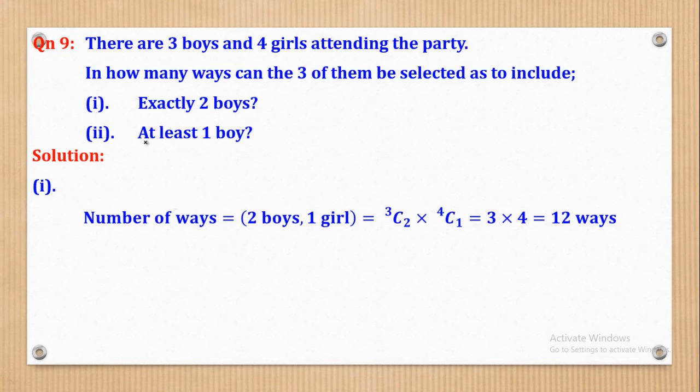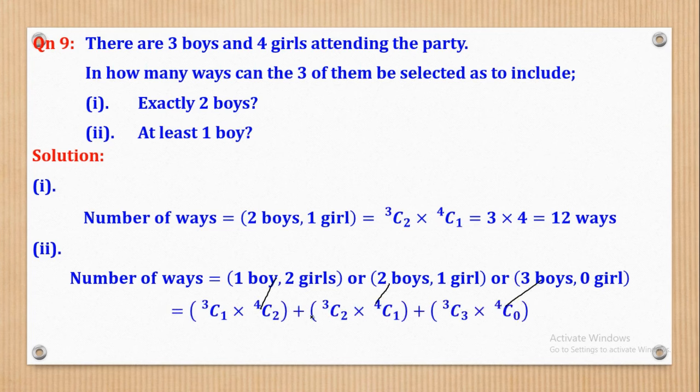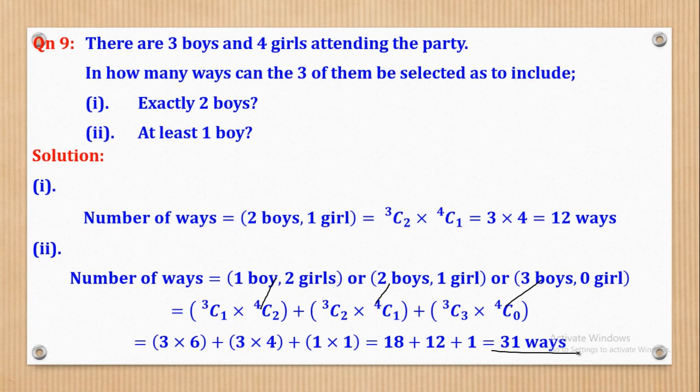Then Roman 2, at least 1 boy. So at least 1 boy, the number of ways will be 1 boy, 2 girls, or 2 boys, 1 girl, or 3 boys, 0 girl. So this will give you this, this will give you that, and this will give you this. And when I use a calculator, I'll come up with this as a required number of ways.